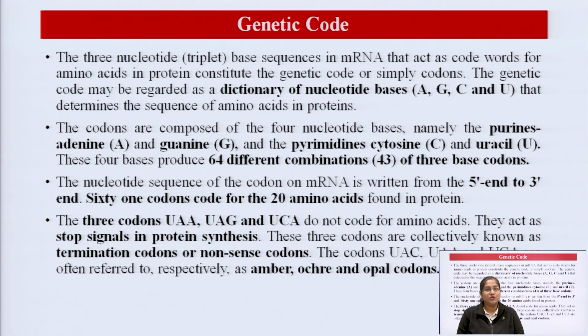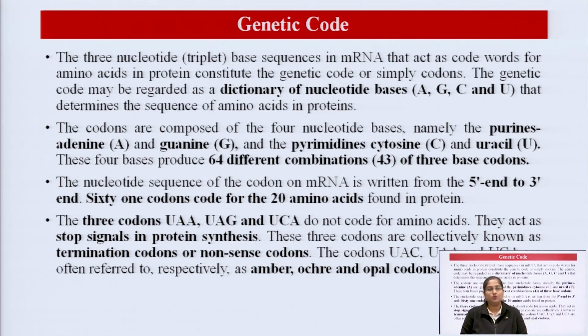The 3 nucleotides, that means the triplet base sequence in mRNA that acts as a code word for an amino acid in protein, constitute the genetic codes, or simply codons. And what are those codes? If we see the dictionary of nucleotide bases, they are A, G, C and U.